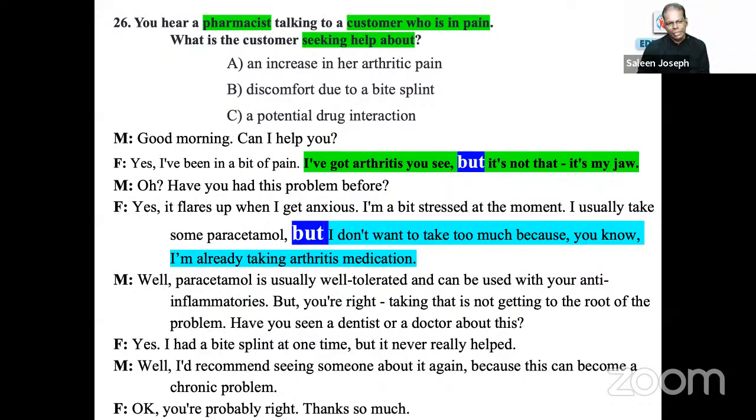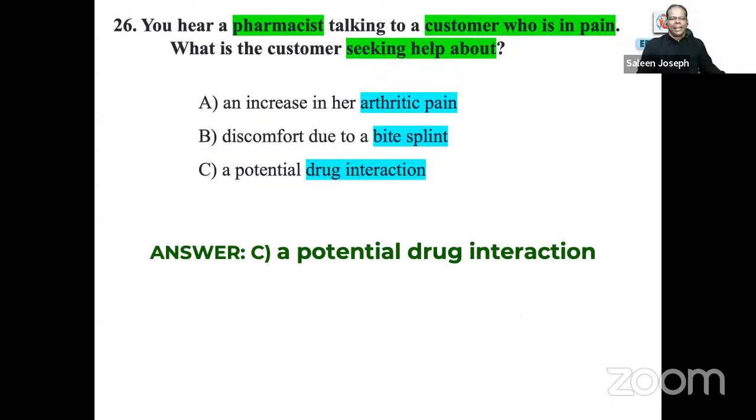Drug interaction. Then even the next portion speaks about it. Well, paracetamol is usually well tolerated and can be used with anti-inflammatories. That also says drug interaction. But you are right, taking that is not getting into the root of the problem. So taking too much paracetamol is not good. Drug interaction again. So all of these speak about drug interaction. And about the bite splint, what do they speak? Last portion: yes, I had a bite splint at one time, but it never really helped. So she is not saying anything about discomfort due to a bite splint, or asking for help as regards the bite splint. That's also eliminated. Is that clear? Yes. So the answer is C, a potential drug interaction.